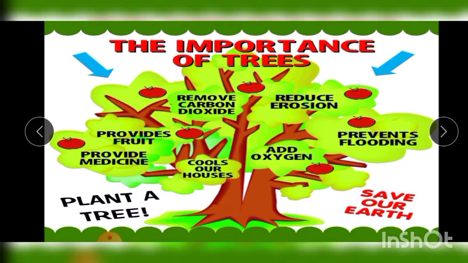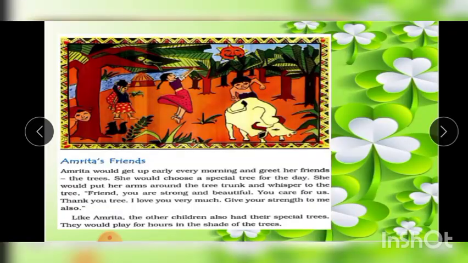Okay, now you know why trees are so important. Very good. Now let us proceed.